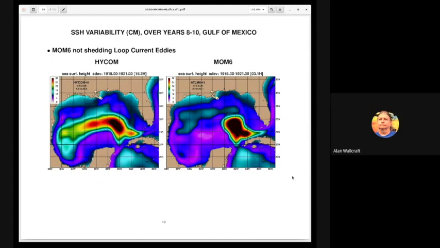And if you look at the surface height variability over 3 years, you can see that in HYCOM, you can see the path that those loop current eddies take into the eastern Gulf. And in the MOM6 case, there's more variability concentrated in one area, but it never gets into the eastern Gulf.